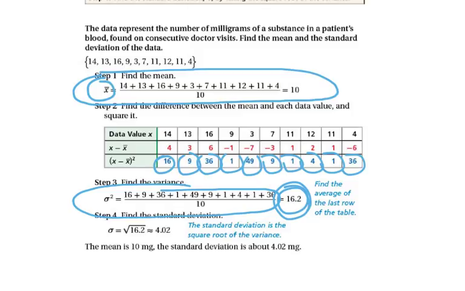Last thing, we find the standard deviation, which is the square root of the variance. You're going to see in an example coming up how the standard deviation is helpful for us. So the mean is 10 milligrams. The standard deviation is 4.02 milligrams. This was an amount of a substance found in a patient's blood. Standard deviation has to do with how much the data varies. If your standard deviation is much larger, there's a lot of variance. If it's smaller, then there's not so much spread for your data.